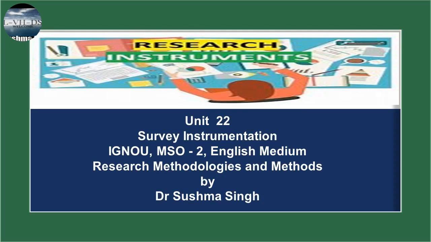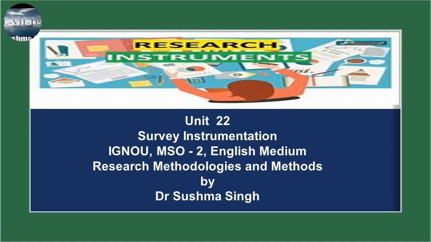Now let us conclude the unit. This unit discussed the details of survey instrumentation. It describes the types of data collection, techniques and instruments and their advantages and disadvantages, role of interviewer biases, guidelines for constructing a questionnaire, and some principles to be kept in mind while preparing the questionnaire, and the issues of reliability and validity of the survey instrument.